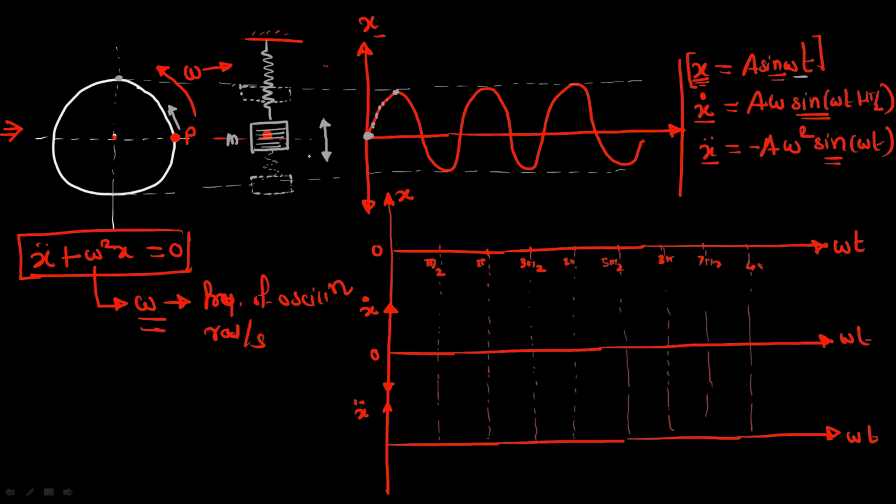Okay. So the mass is oscillating between these two limits. This is the lowermost point, and this is the uppermost point. Now observe, when omega t is 0, that means the angle is 0, particle P is at the equilibrium point. Therefore, the mass will be at the equilibrium point.